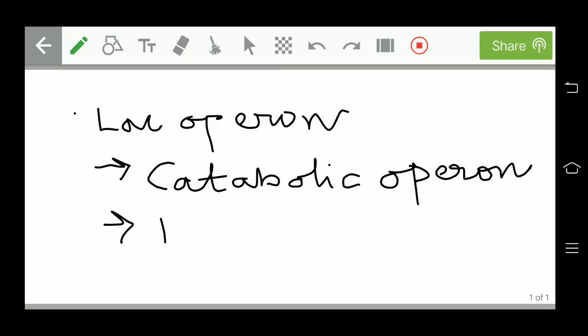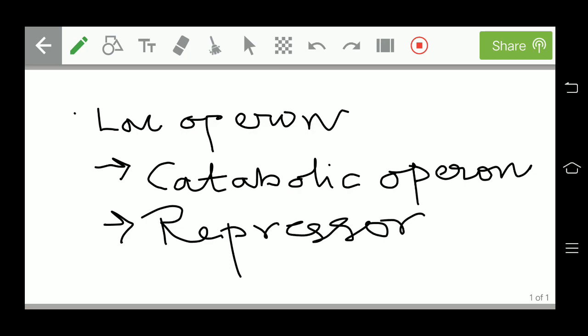Moreover, the repressors of your lac operon are actually synthesized only under certain conditions. So those are basically inducible repressors. That means they are being produced under certain conditions. They are not constitutive repressors that will always be produced even if the condition is not favorable. So that was your catabolic operon.